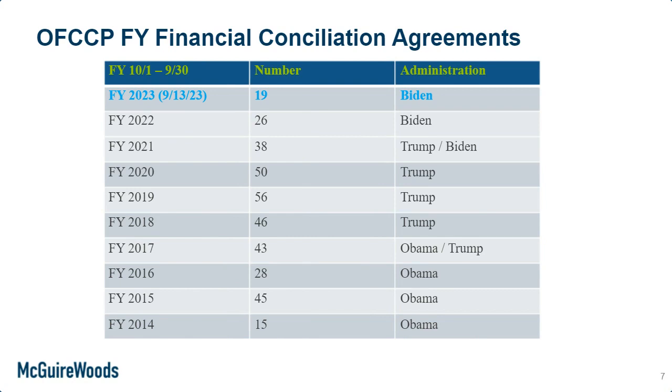Related to that, the trend with respect to financial conciliation agreements, as opposed to a technical violation, boy, that's down as well. So far for fiscal year 2023, as of looking yesterday online in the FOIA reading room for OFCCP, the Biden administration this last fiscal year only had 19 financial conciliation agreements. It's not too surprising, but it's low even for a Democratic administration.